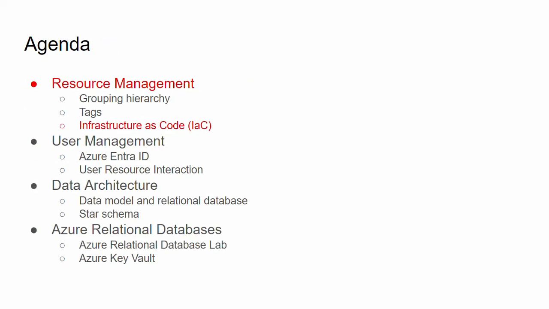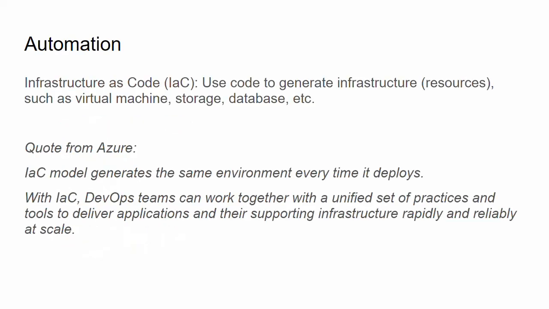The other way of managing groups is really not a way of managing groups, but how you do automation, right? Automation can be done with infrastructure as code, which means you use code to generate infrastructure such as virtual machines, storage, and databases. So far in our course, in fact all across this course, we will create all objects, all resources from the Azure portal.